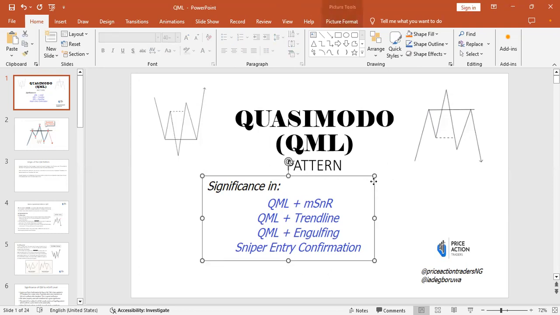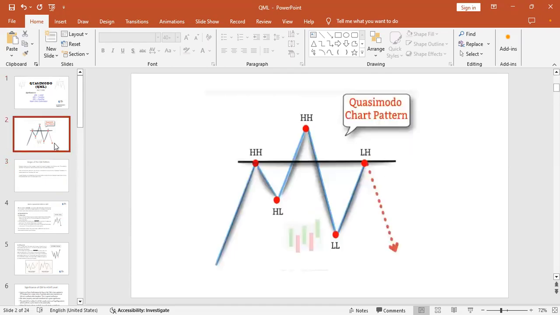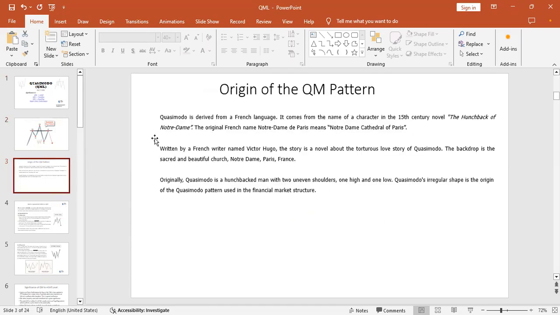But some people still don't understand the pattern: how the pattern is formed, what is in the checklist, what things you need to put in place to raise the odds of probability, and what you need to check out for.